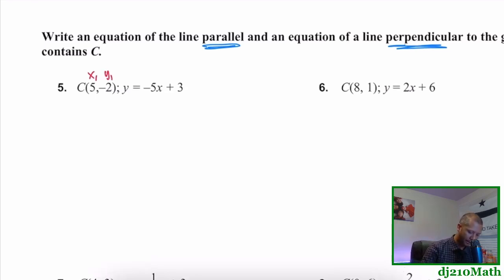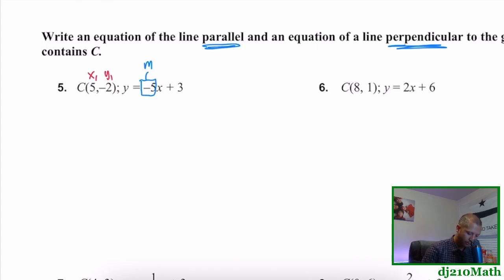The slope that they gave us is negative 5, right? The slope is always in front of the x value in y equals mx plus b form, right? This is definitely y equals mx plus b form. The m here is negative 5. So 2 equations, one parallel and one perpendicular. So let's do the parallel line first.